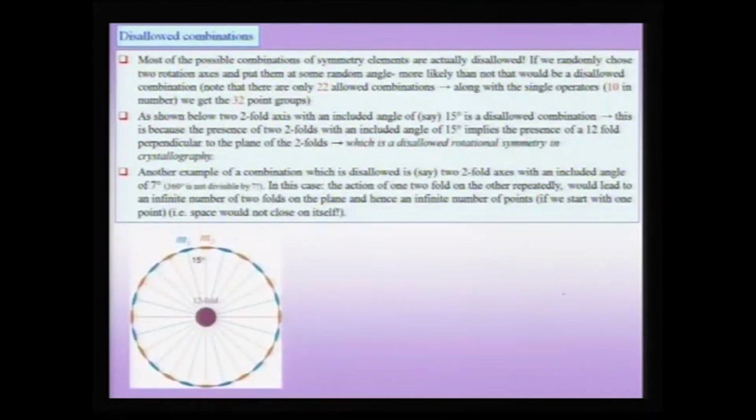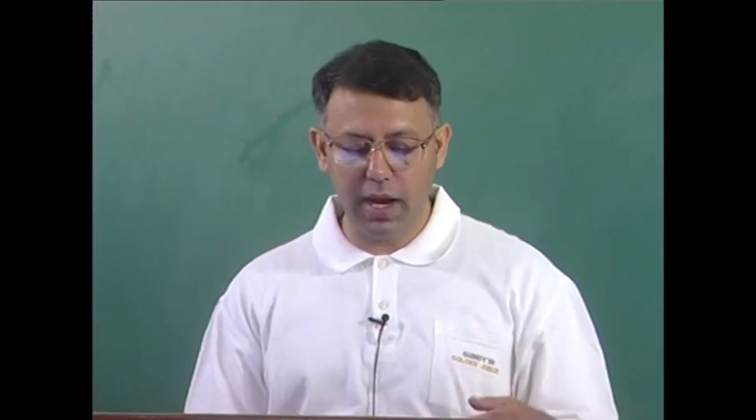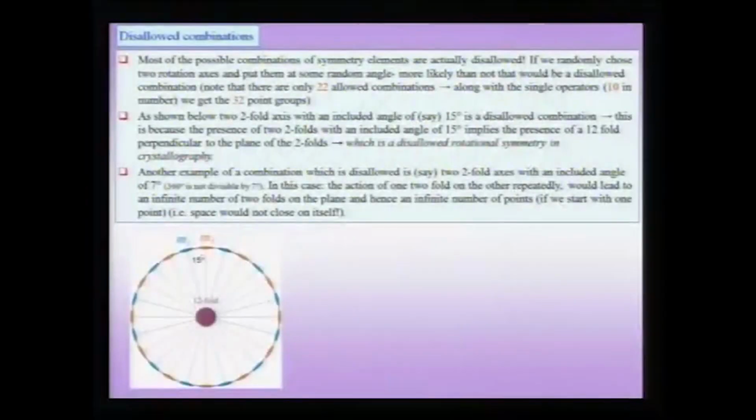There could be a couple of reasons why a symmetry combination is disallowed. One of the reasons is that, suppose I talk about two mirrors 15 degrees apart, then this mirror will rotate it to this mirror, and this will rotate it to this mirror, and so forth. You will land up with an array of rotation axes. For instance, this is now.